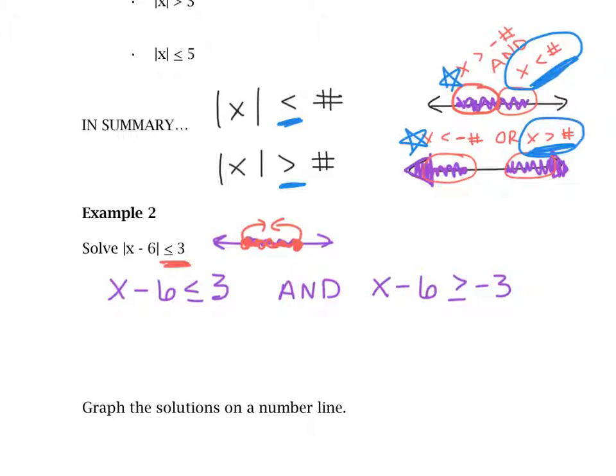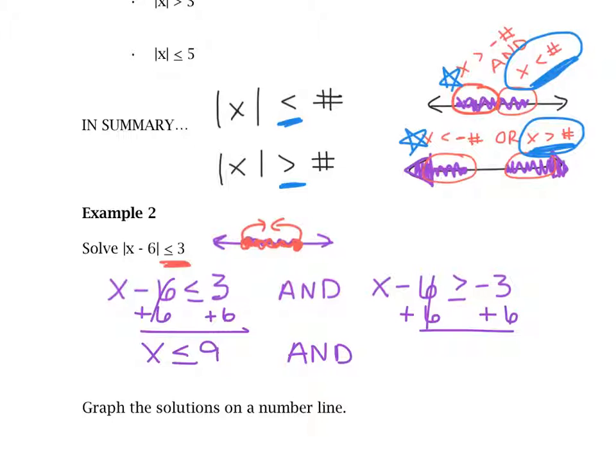So if I add 6 to both sides, I'm going to have x is less than or equal to 9, and add 6 and add 6. Okay, x is greater than or equal to 3.